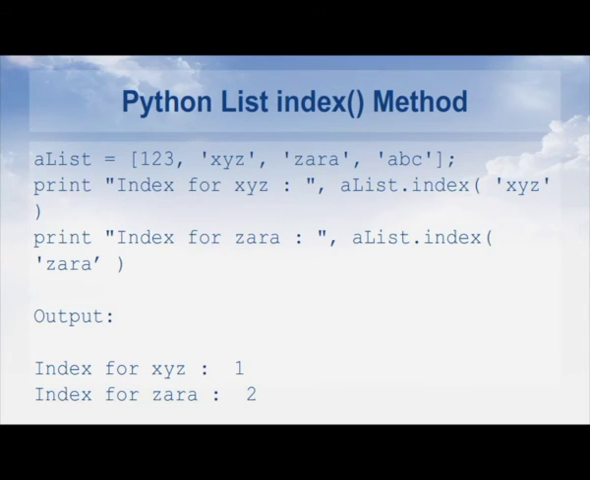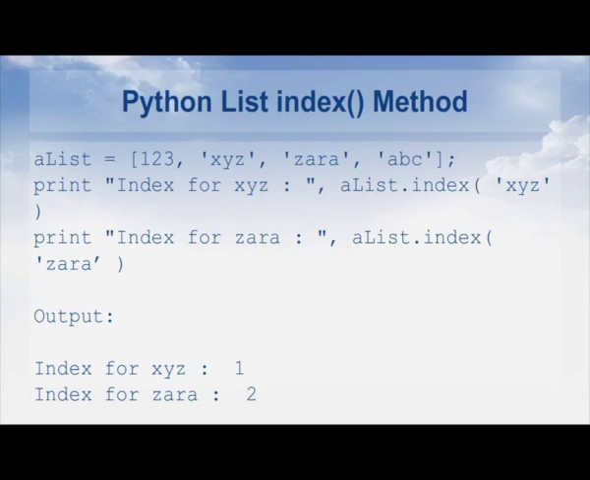The answer is 1, because the index starts from 0. XYZ is the second element in my list, so the second element is at location 1. And similarly, what is the index for Zara? Zara is the third element in the list. Since index starts from 0, the third element will be available at 0, 1 and 2. So the answer I get for Zara is 2.